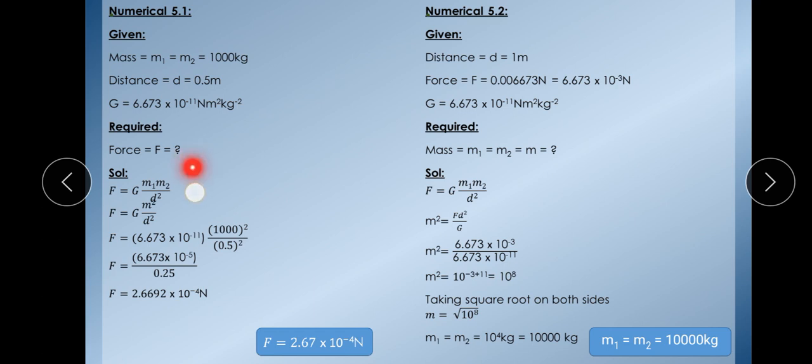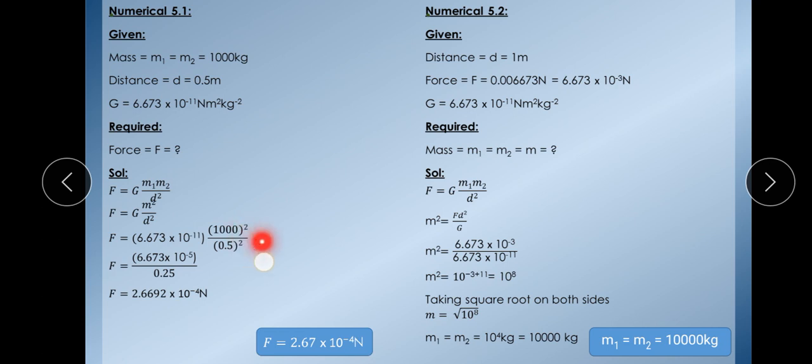So for this purpose we have a formula, that force is calculated by F is equal to G m1 m2 by d square. Students, in the next case, as we know that m1 is equal to m2, we will take m1 m2 as m square, and F will be equal to G m square by d square. In the next step, we will put the values.